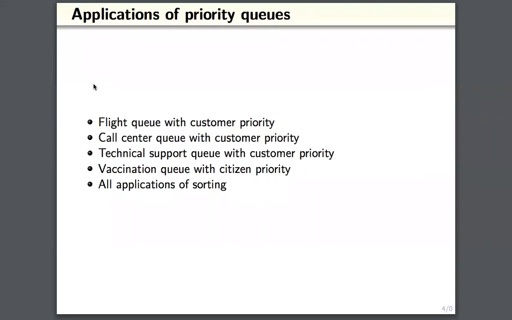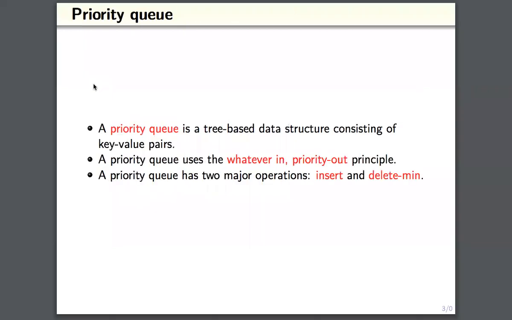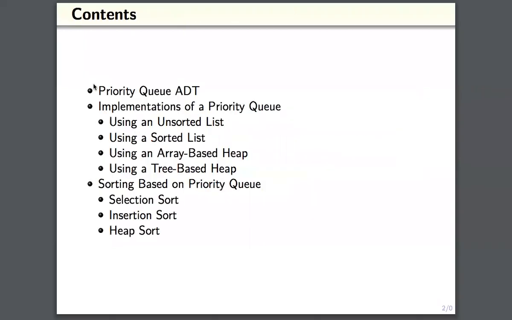One more point. Priority queue, is it a linear data structure or non-linear data structure? As I said, priority queue as an ADT, it depends on the implementation. If you used a normal unsorted list or sorted list, it is a linear data structure. If you use a heap, that is a non-linear data structure.